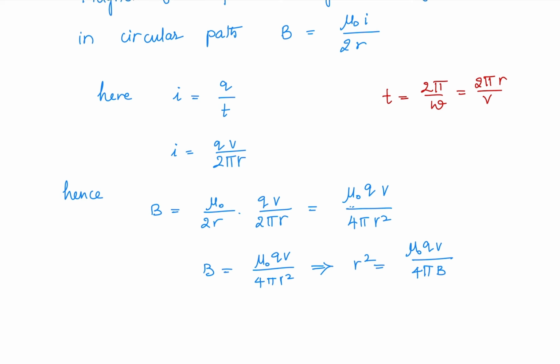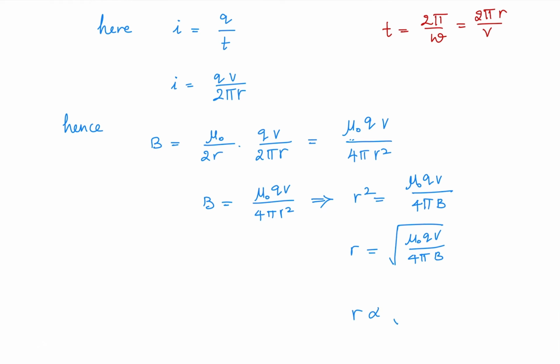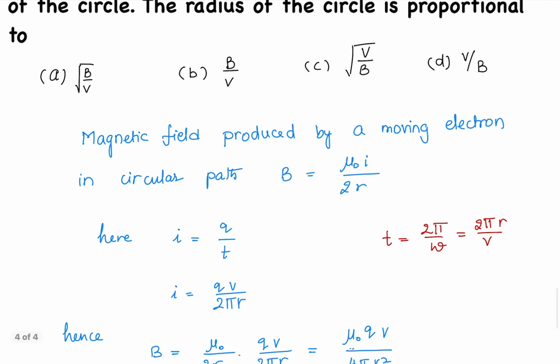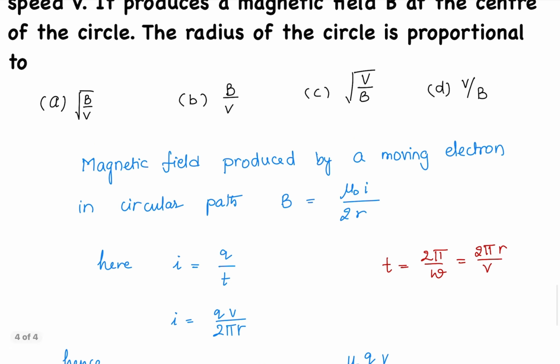So if you look at this equation here, mu naught is a constant, q is also a constant, and 4 and pi are constants. So in that case, r is equal to root of mu naught into q into v divided by 4 pi into B, from which r is actually proportional to the root of v by B. This is the answer. So in the options given, it is proportional to root of v by B, and the correct option will be the third option, which is C.